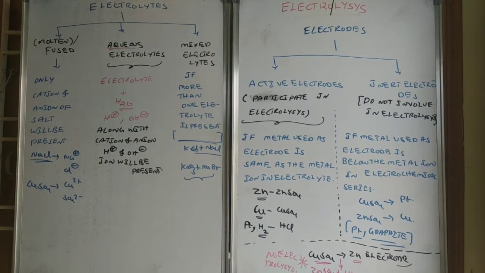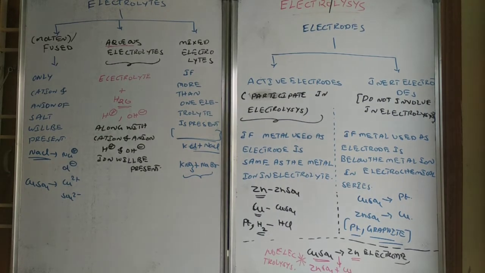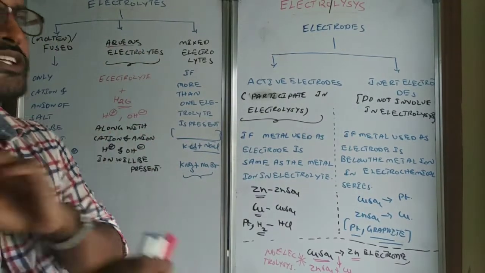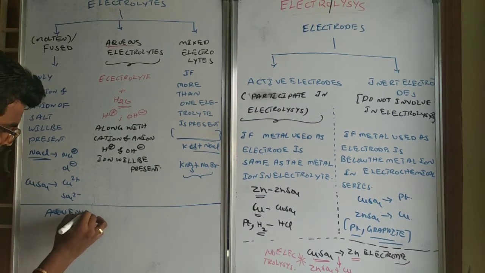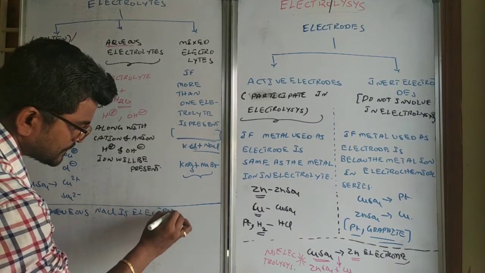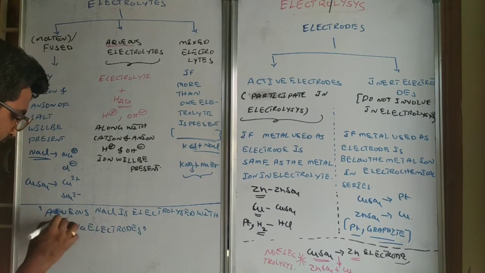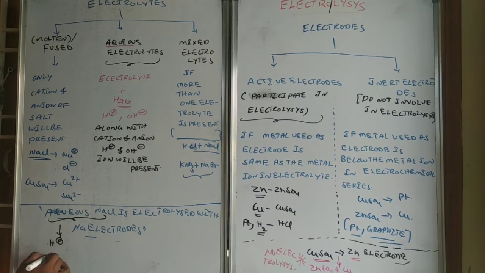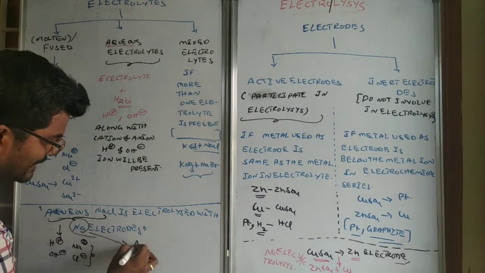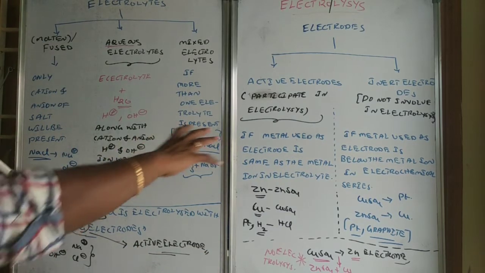In these cases, you should understand very clearly that they will ask you, see why I am telling this is important, they will say aqueous NaCl is electrolyzed with sodium electrodes. If they say that, what you have to understand is, first you have to see aqueous NaCl contains H plus ions, OH minus ions, Na plus ions, and Cl minus ions. And it is electrolyzed with sodium electrode, which means it will be an active electrode. So you should be very careful and understand this immediately. That's why I am elaborating this and explaining it to you.